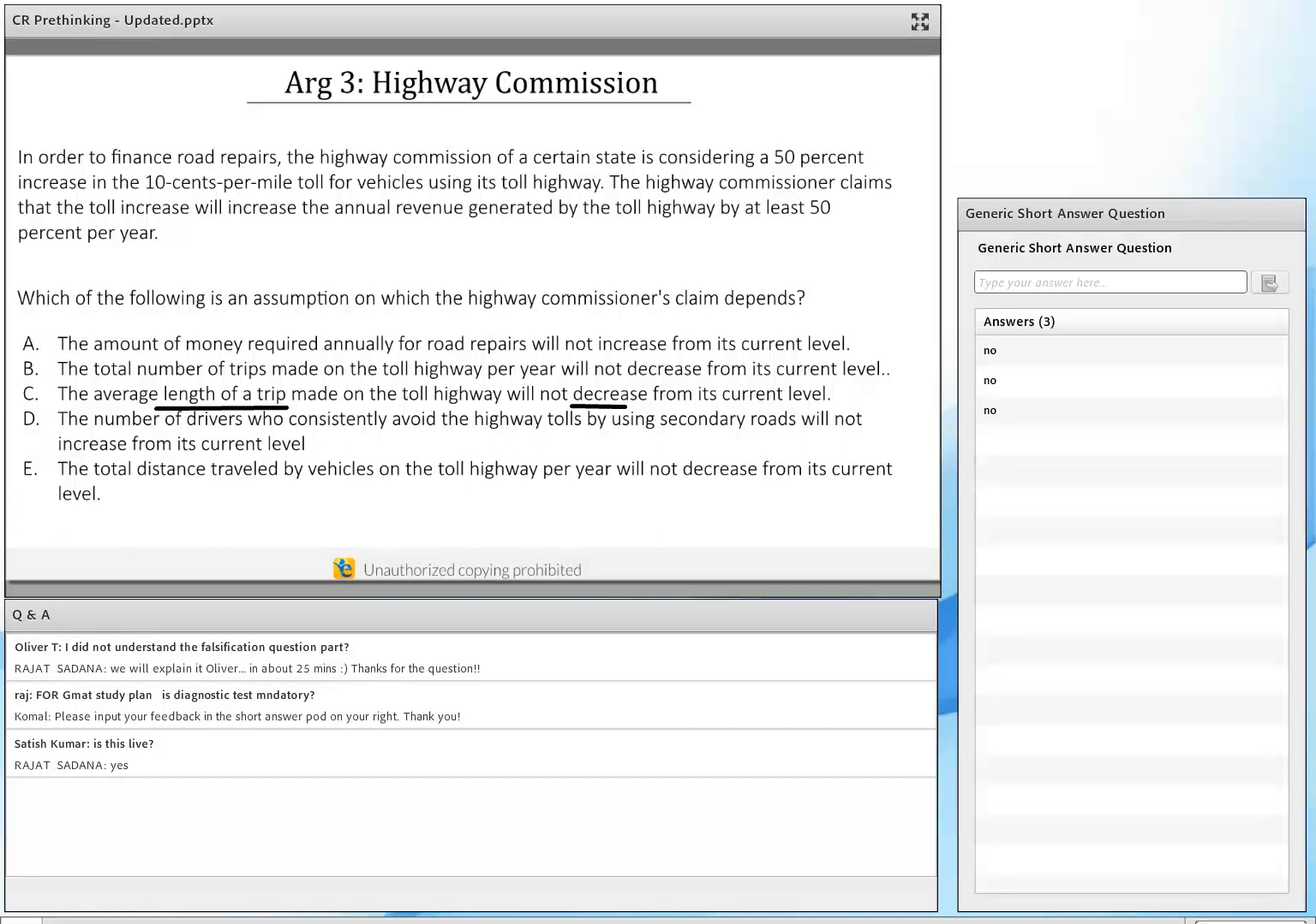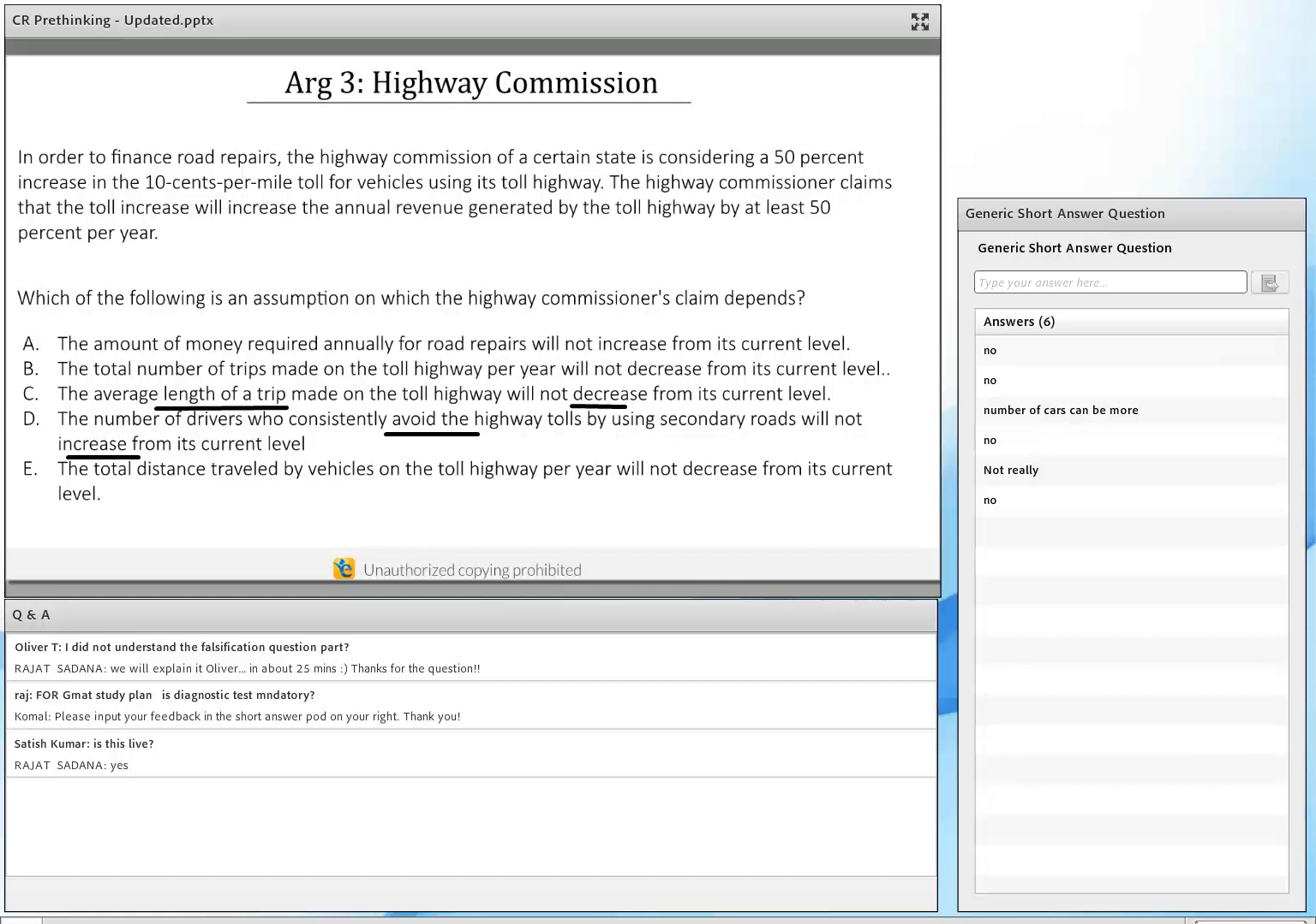So again, is this a must be true? No, it isn't a must be true. And similarly, choice C, the number of drivers who avoid highways will not increase, is not a must be true. Why? Because even if that happens, the length of trip could go up.